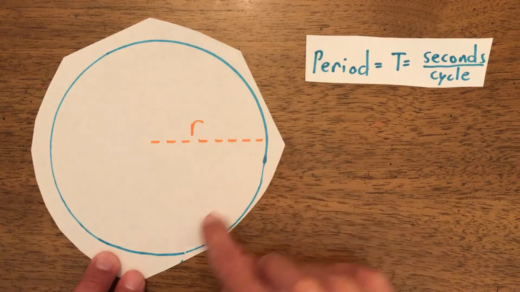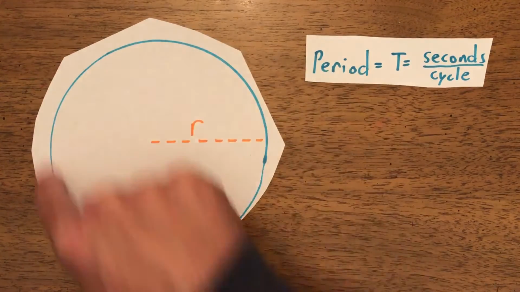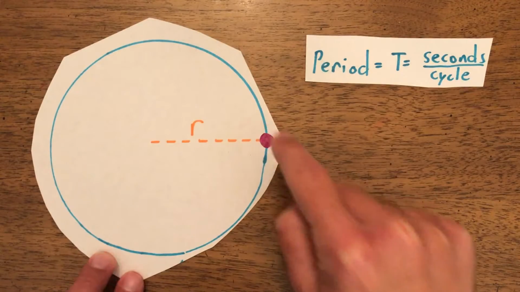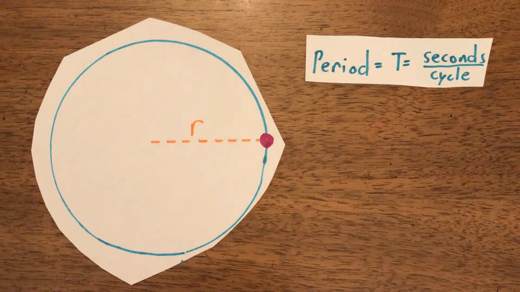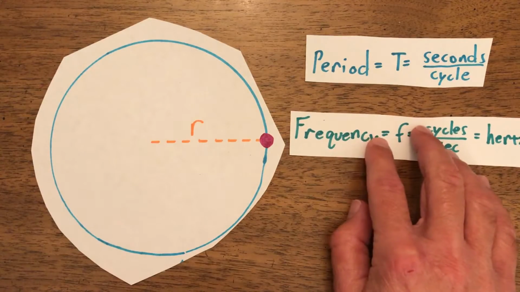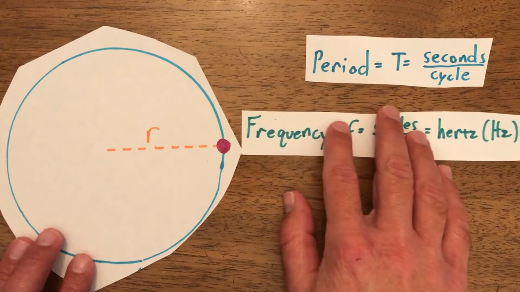Well, what if this thing was going around really fast? What if this thing was going around like 60 times per second? It was going so fast. Then the period would be quite small. So sometimes we don't think of the period, we take it and flip it on its head and we think of the frequency.